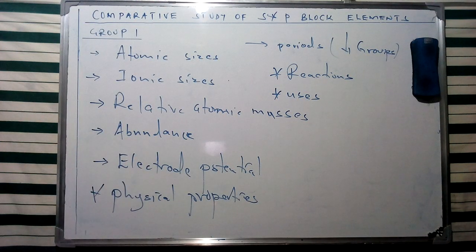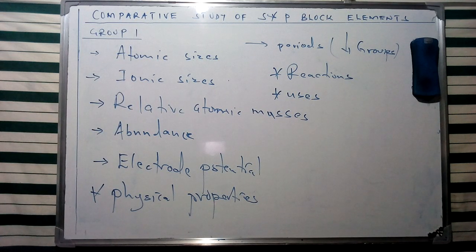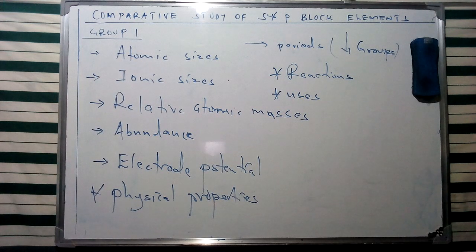Now, in this case, I'm going to start looking at these specific elements in terms of atomic sizes. For group 1 elements, we're going to witness an increase in atomic sizes down the group. And this is going to be due to an increase in the number of energy levels.